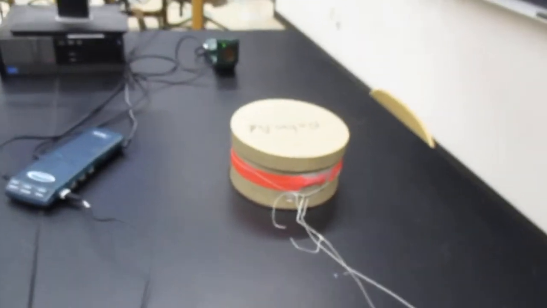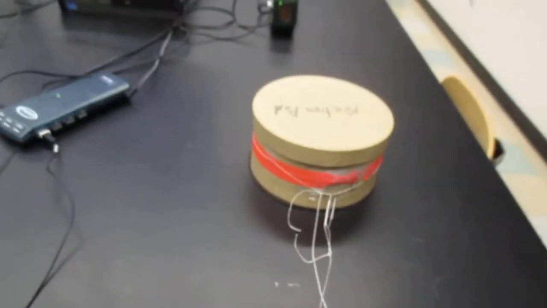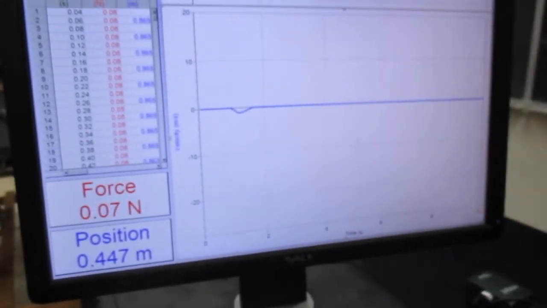Alright, so we don't need the force sensor in this case. And there's our motion detector, here's our box. So let's go ahead and do a trial. Okay, so I let it slide to rest. Let's do it again. Okay. So we'll go here and look at our graph. It's pretty small, so we'll scale it up.